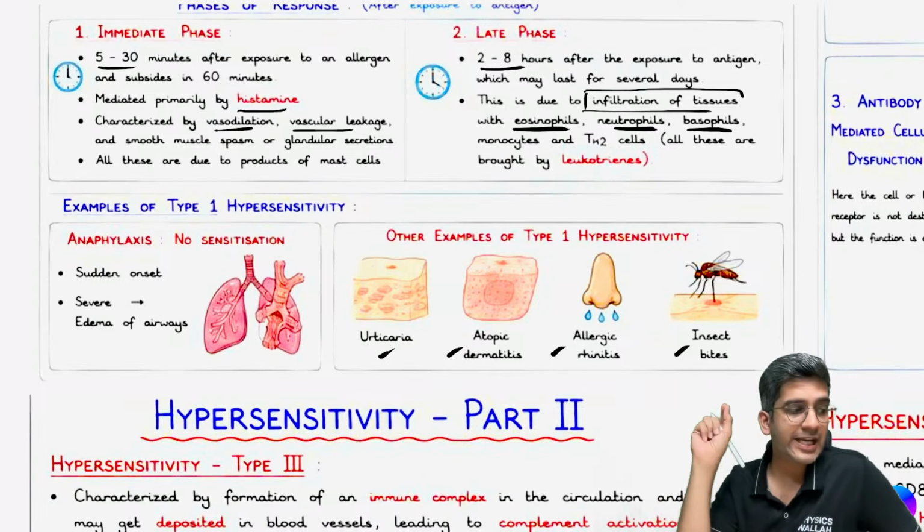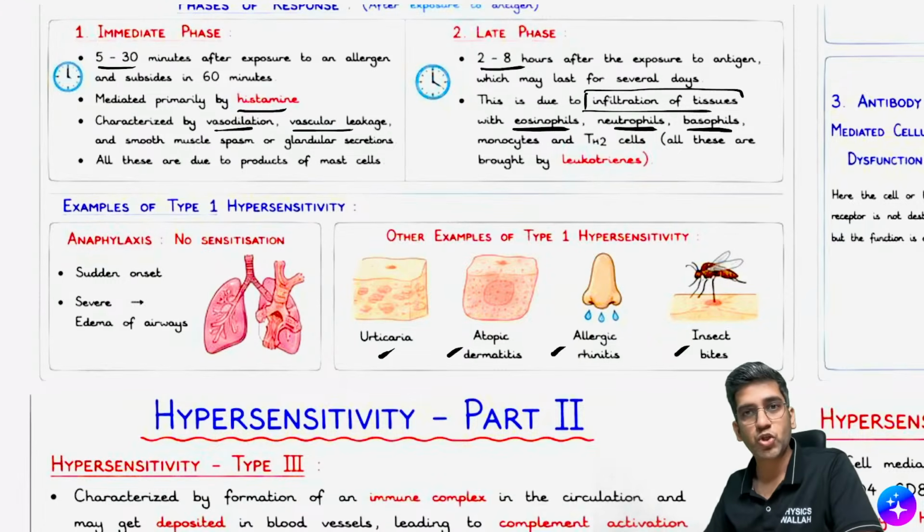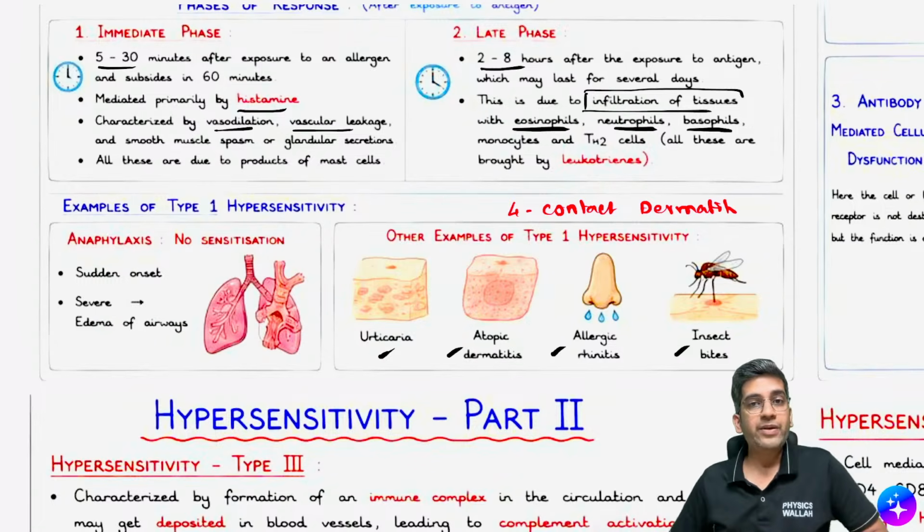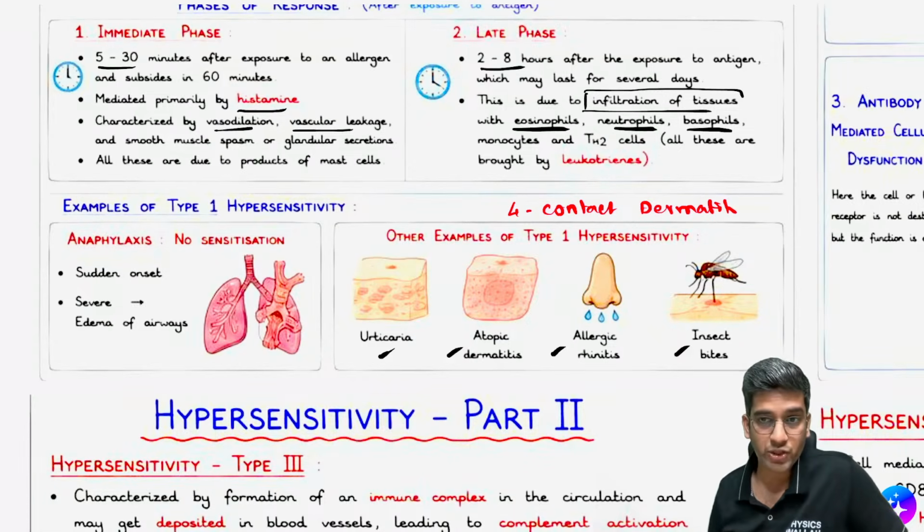Contact dermatitis. Can anyone tell me what type of hypersensitive response is contact dermatitis? Is it type 1, type 2, type 3, or type 4? Contact dermatitis, perfect. It's a type 4 hypersensitivity. I'm writing here itself: contact dermatitis is not a type 1 hypersensitive response. It's a type 4 hypersensitive response. But an allergic mediated dermatitis is a type 1 hypersensitive response.